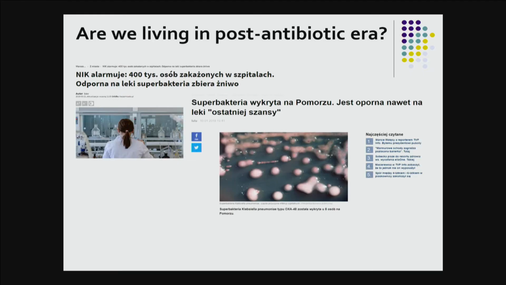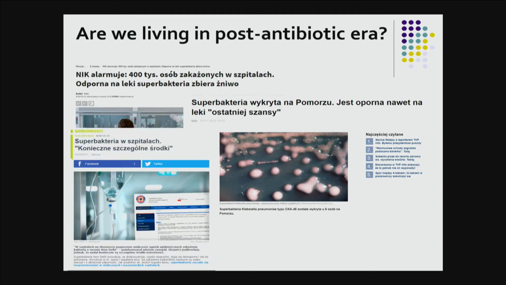This is a very serious problem. We can just look at the headlines on popular websites. For example, the Supreme Audit Office alarms: 400,000 infected people in hospitals. Superbugs discovered in Pomerania. Superbugs in hospitals. This is from May this year, January this year, and May two years ago. So this problem is very serious.